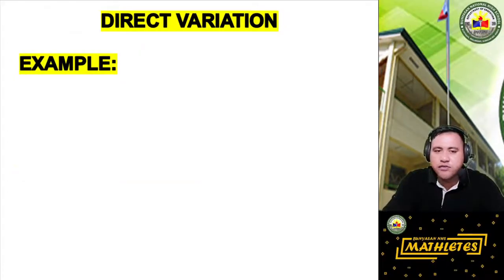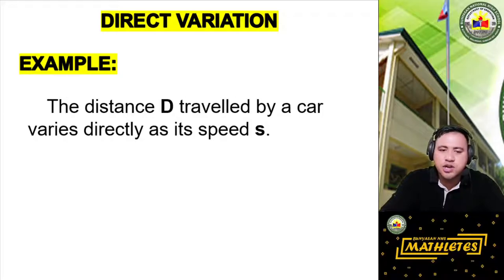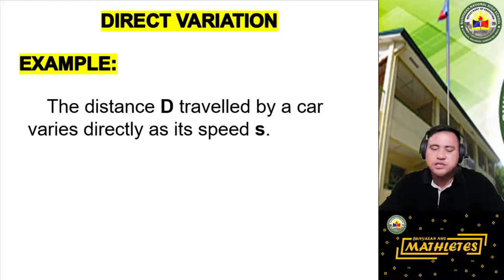So example, direct variation example. The distance d traveled by a car varies directly as its speed s. Diba? Ang distansya traveled by a car, nagdidepende sa kung gaano kabilis ang takbo ng isang sasakyan in a specific amount of time. So, paano tina-translate yan into an equation? How are we going to write an equation from this phrase? Example yan ng direct variation.